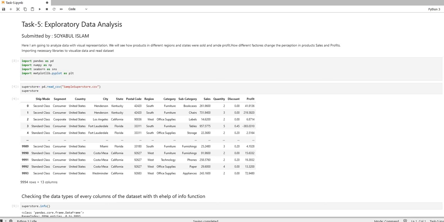Firstly, let's import necessary libraries for this task. I have imported pandas, numpy, seaborn and matplotlib for my analysis. Next we import data by read CSV. We can see there are 13 columns.